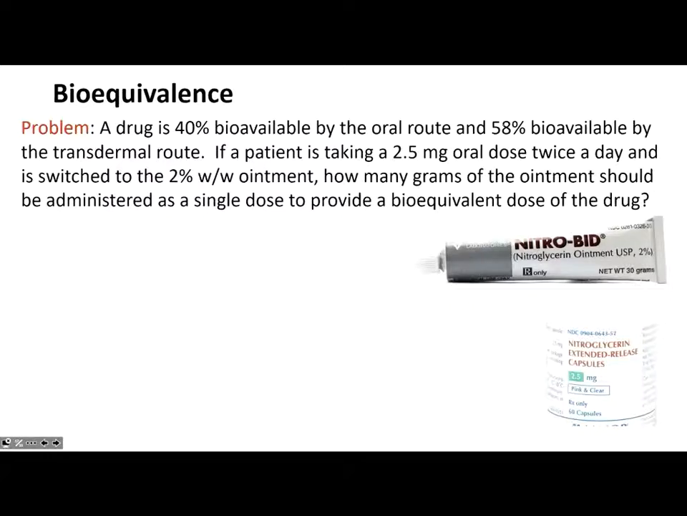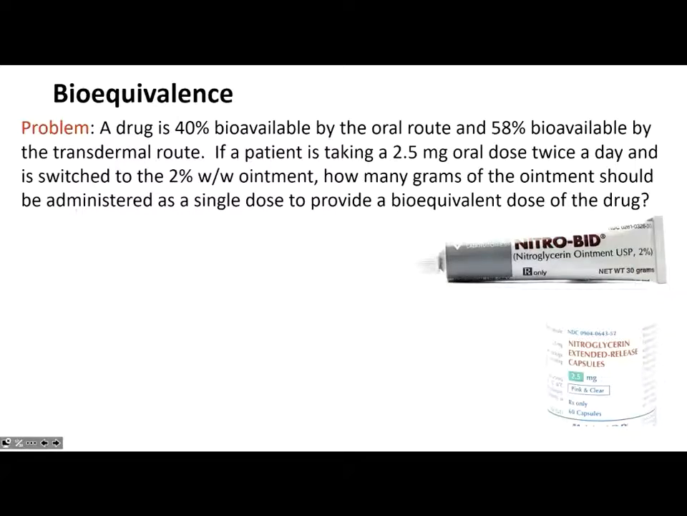Since this slide is here anyways by accident, let's just answer it to make sure that you know how to do this question. So we had done this before. Let's just see if it comes back to mind. Bioequivalence means essentially the same amount of drug from two different dosage forms. So the question says, if a drug is 40% bioavailable from the oral route and 58% bioavailable by the transdermal route. Okay, so again, the drug gets into the blood slightly different between those two routes.